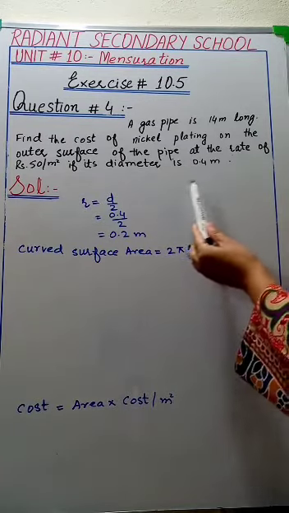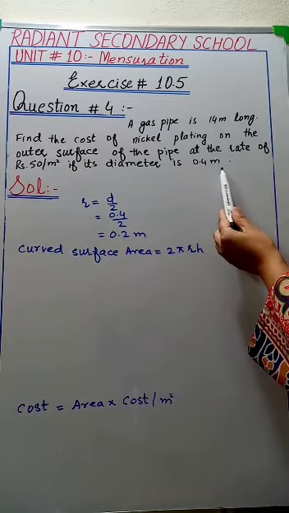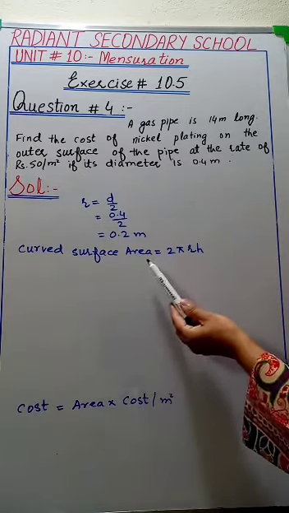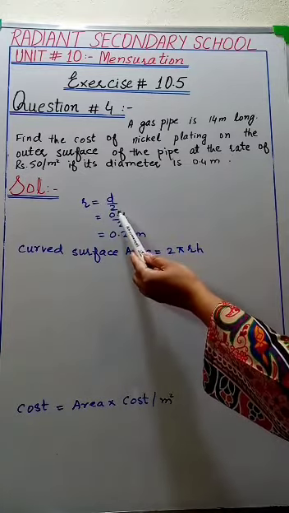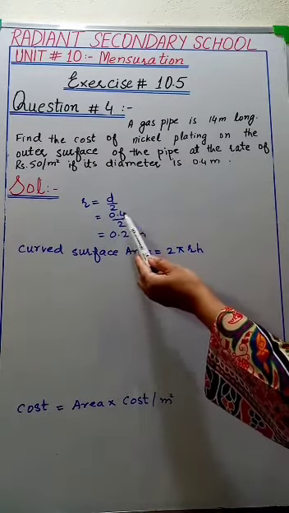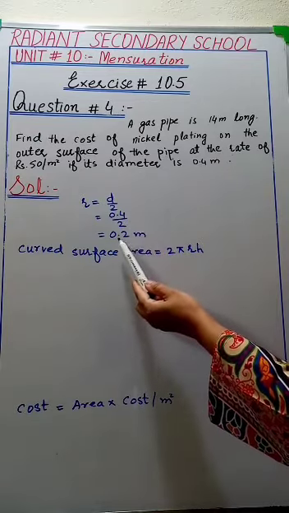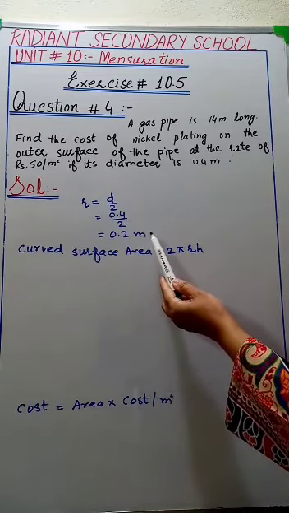In this question, diameter is given 0.4 meter, but to find the curved surface area we need radius. So first we will divide the diameter by 2 to find the radius, and when you divide 0.4 by 2 you will get the radius, that is 0.2 meter.